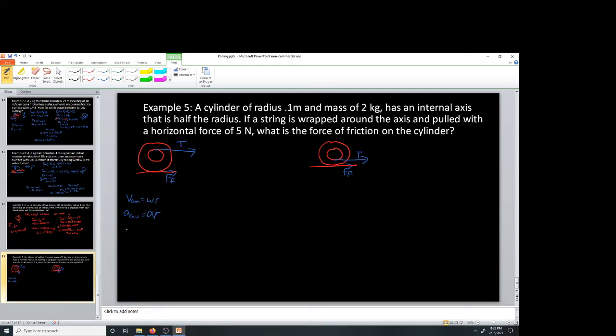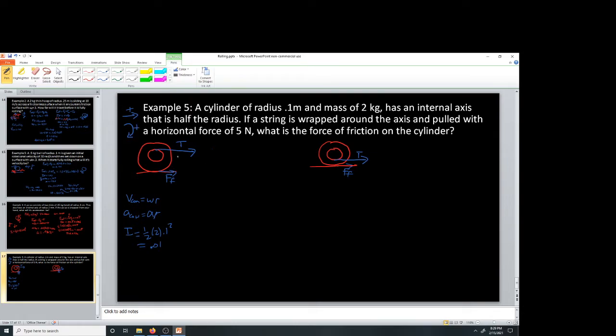We could also do that I equals 1/2 times 2 times 0.1 squared, which is 0.01. So our I's are both 0.01 for both situations. Last thing we need to do, I'm going to say that to the right is positive. And that means that this direction, clockwise, is positive.